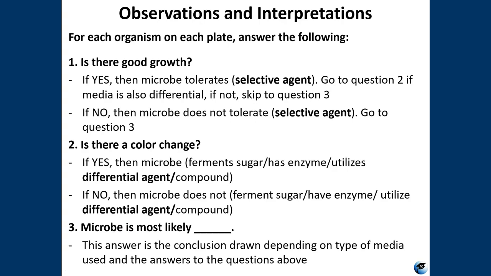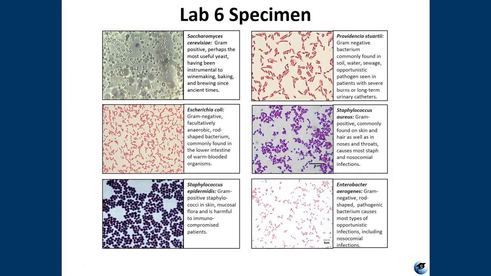So if you have good growth on MSA and the media has changed from bright pink to yellow, then you could say that this microbe is most likely a gram-positive cocci that is halotolerant and ferments mannitol. So that is what you're going to have to do for your lab report for all of these species on all of these media.